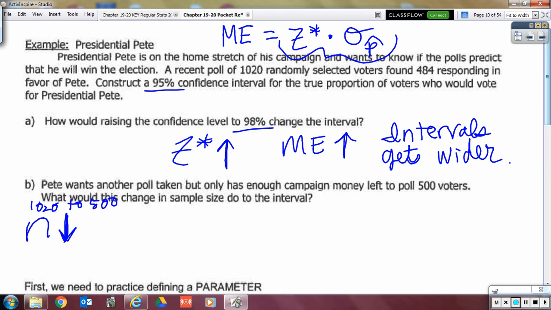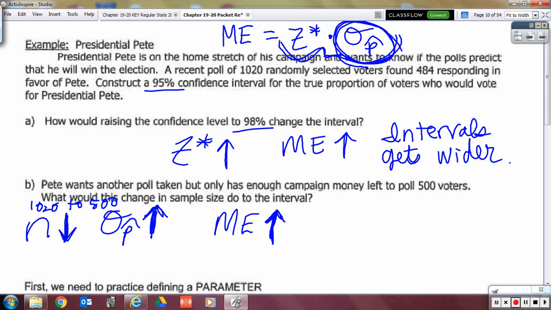So what of this formula up here does that change? Standard deviation will do what? It's less accurate, so standard deviation is going to get bigger and wider. Less accurate means bigger and wider standard deviation. So that's going to go up. All right. So what will that do to our interval then? Or it'll make our margin of error get what? I think this standard deviation is going up. So it goes up. So therefore, again, our interval gets wider.